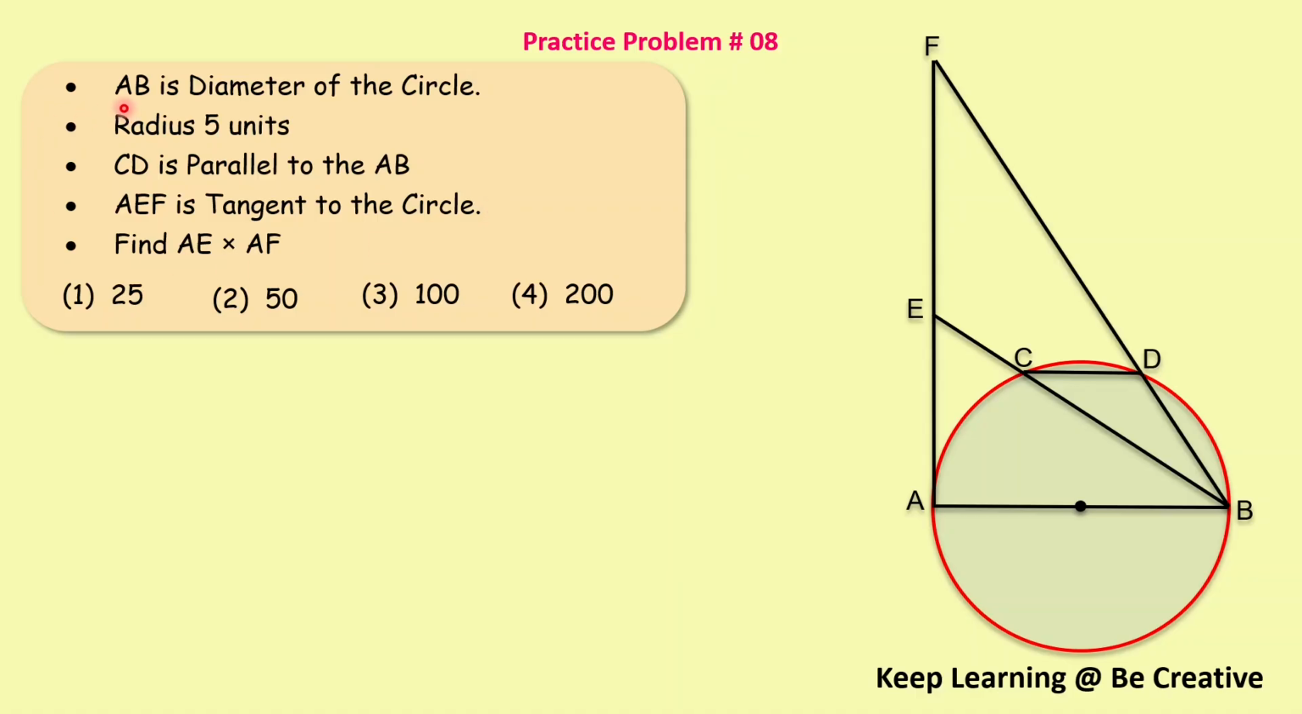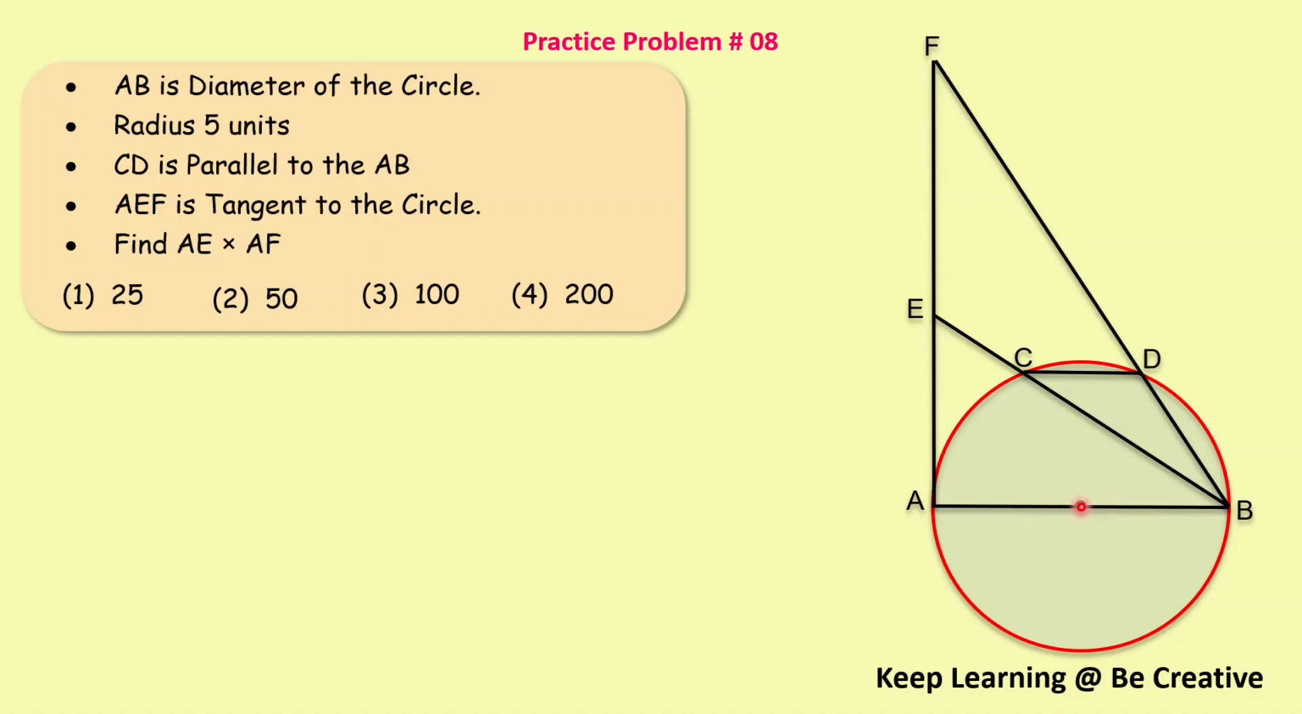Here we have been given AB is the diameter of the circle. So this length AB is the diameter of the circle. We have been given the radius as 5 units. CD is parallel to AB. CD is the chord parallel to the chord AB, or diameter AB. So CD is this chord which is parallel to the diameter AB. AEF, this is the tangent to the circle.